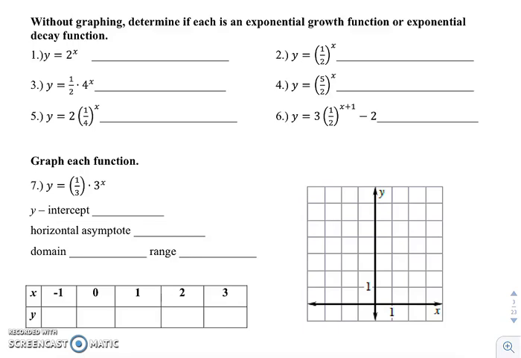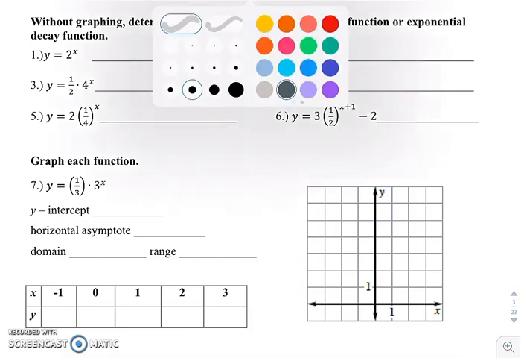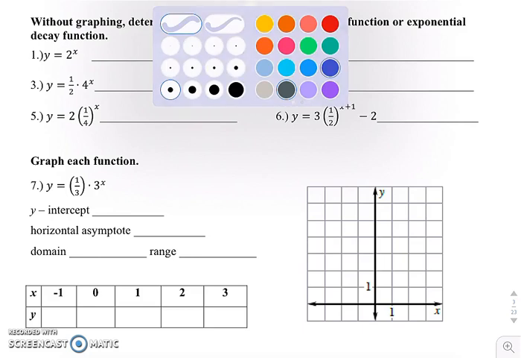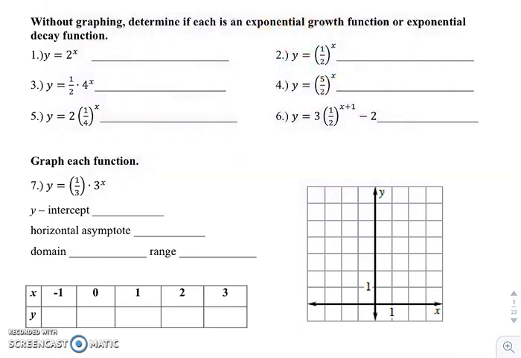So without graphing, determine if each is an exponential growth function or exponential decay function. It's pretty easy to tell if something is a growth or decay function because all we're looking at is the growth or decay factor, depending on which it is, that's attached to the exponent, that is the base for your exponent. So in this problem, we're looking at whatever number is attached to the exponent. We're looking for the base.